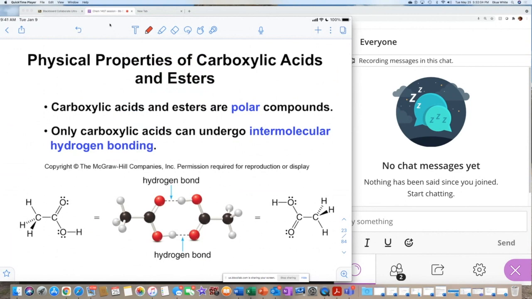Okay. So now that we've gone through all that fun stuff of drawing the structures, now we're moving on to talking about those intermolecular forces, right? We know this is polar. We know this is polar and hydrogen bonding, right? OH. So carboxylic acids and esters are both polar. But only carboxylic acid can undergo intermolecular hydrogen bonding.